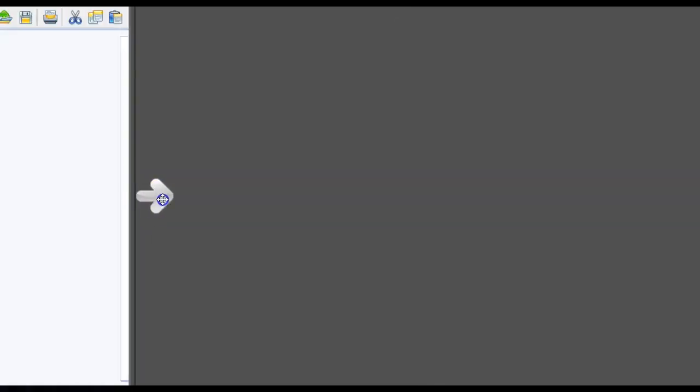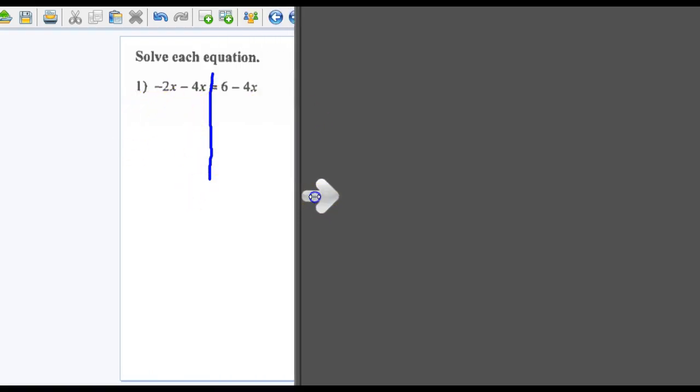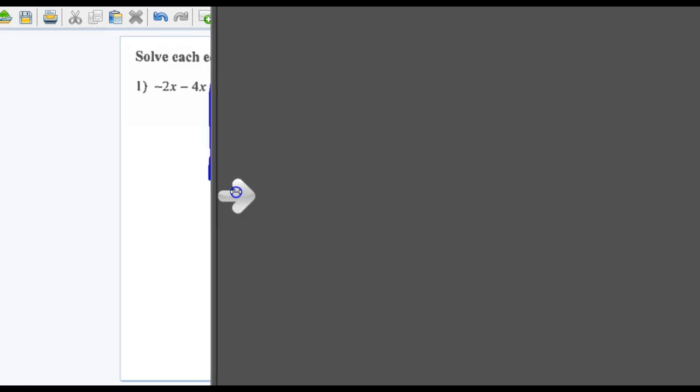So I'm only going to reveal half of my problem. This half. Okay. I'm still going to go ahead and draw my line down here because I want this nice clean line, which separates one side from the other. I also have this nice little reveal tool so that I can hide or expose it as I'd like. Okay. So I'm going to focus on this side here.